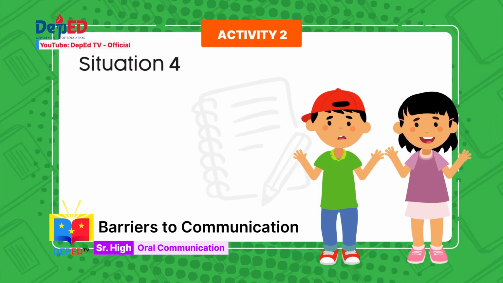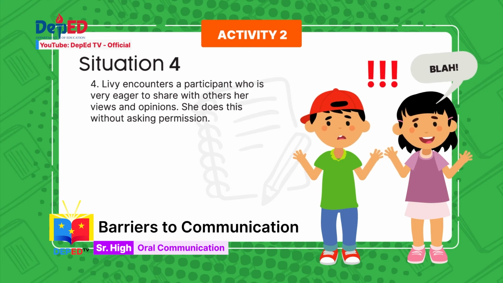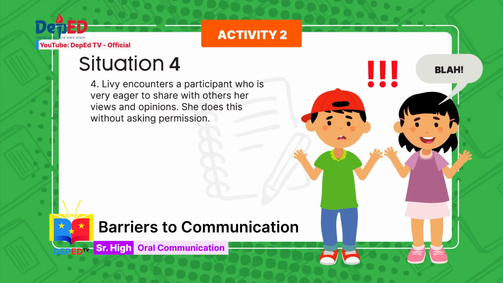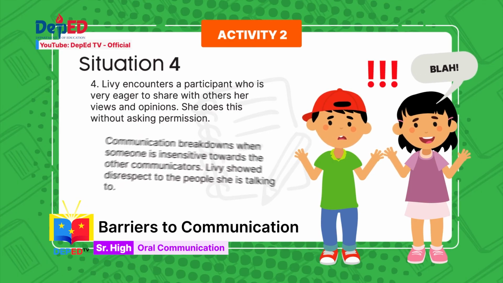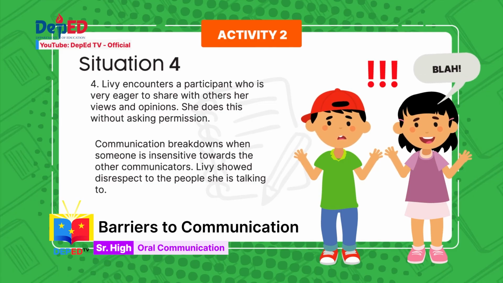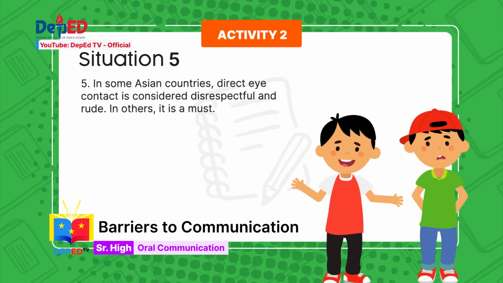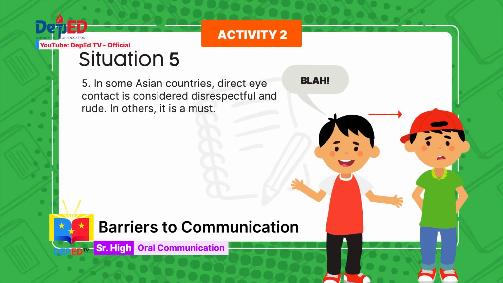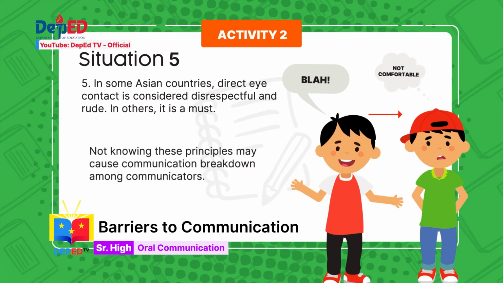Number 4. Livy encounters a participant who is very eager to share with others her views and opinions. She does this without asking her permission. Communication breakdown exists when someone is insensitive towards the other communicators. Livy showed disrespect to the people she is talking to. And the last, number 5. In some Asian countries, direct eye contact is considered disrespectful and rude. In others, it's a must. Not knowing these principles may cause communication breakdown among communicators.